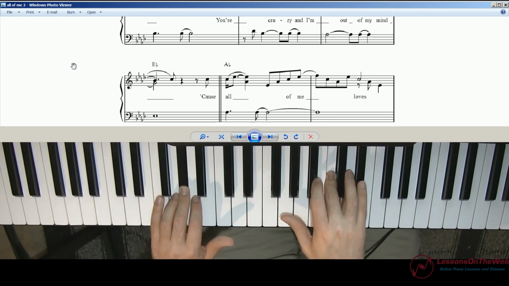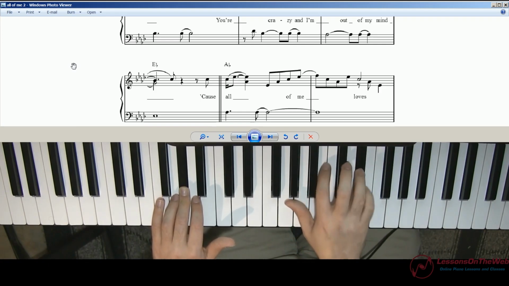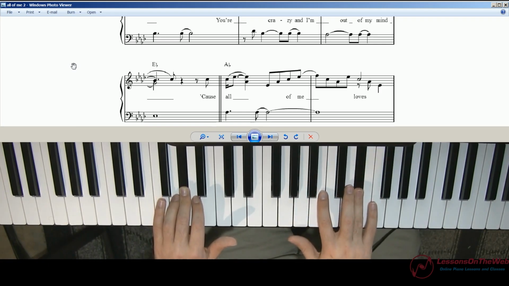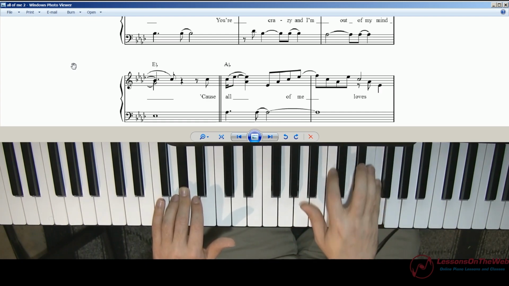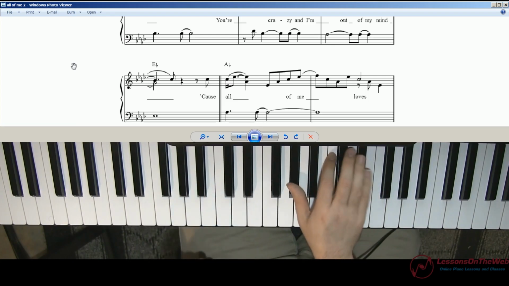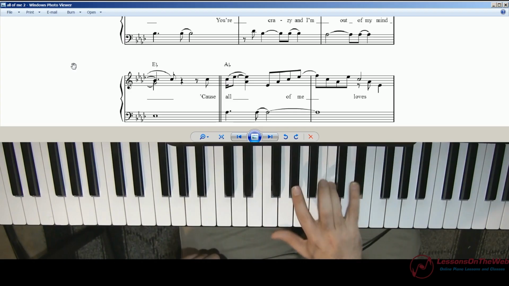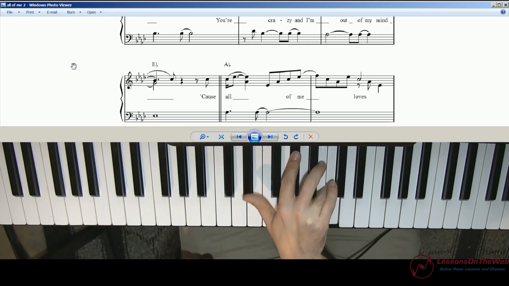And then you have "of me", which is C, E flat. It actually goes up one more note. Actually, "me" takes up two notes. So you've got "of me". And then you come back down to C, A flat, E flat. And then "loves" is C. You have A flat, E.